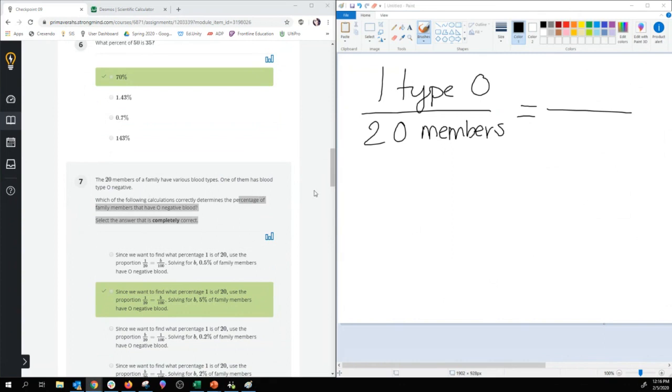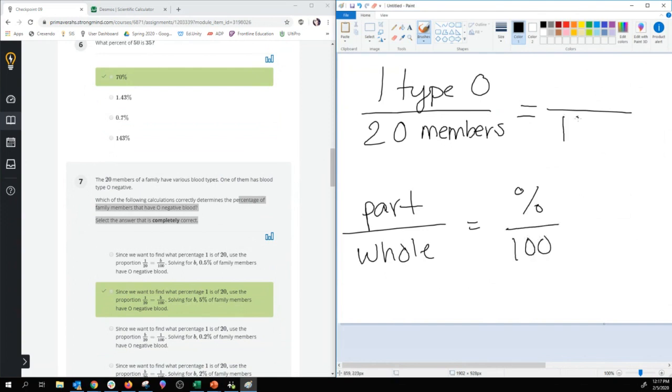So this is going back to what I talked about in my video about part over whole equals percent over 100. So part over whole equals percent over 100. And I don't know what my percent is, so that's where I'm putting an X, right? So the part here is that one person who has blood type of O negative, and the whole is the total number of family members.